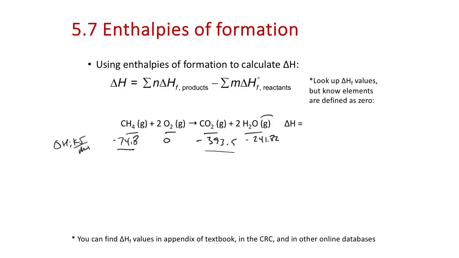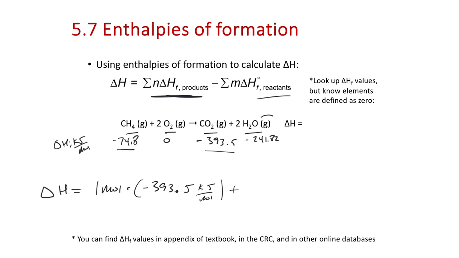Now, what I should be able to do to calculate my delta H of reaction is take the sum of the products' delta HFs and then subtract the reactants, which makes a lot of sense. Products minus reactants for our delta. And then we just have to account for our stoichiometry. So I'll have 1 mole for CO2 times the negative 393.5 kJs per mole. Then I'm summing up the products. So I'm going to add, for water now, 2 moles times the negative 241.82 kJs per mole. And so that's the sum of the products.